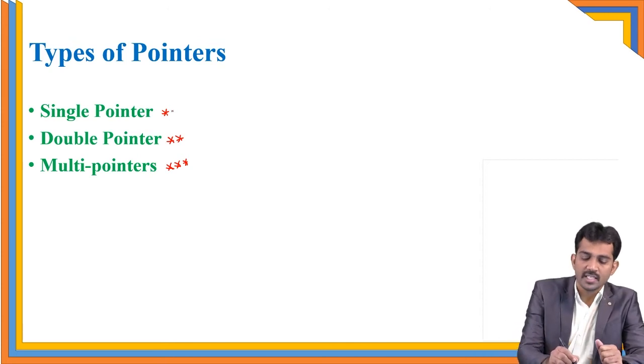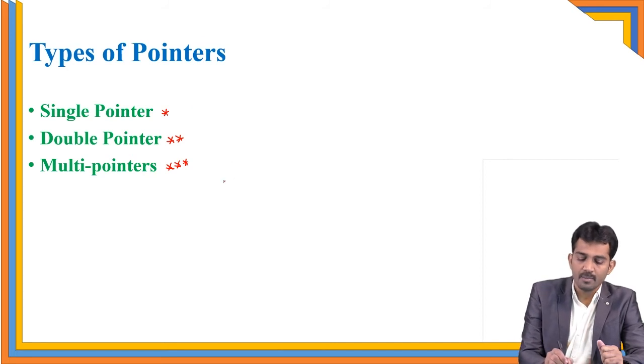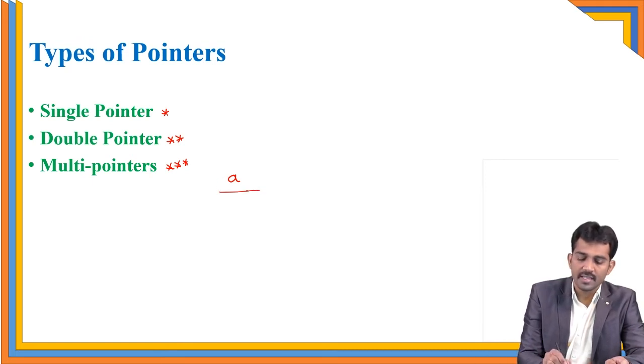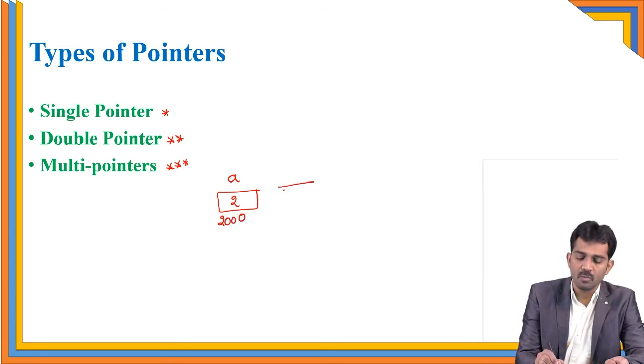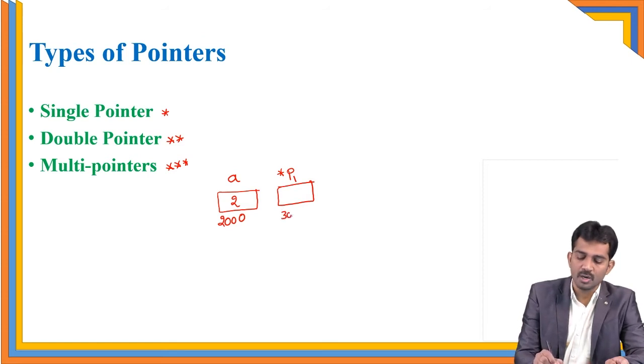What it means, please note this. Single star means it stores the address of another variable. For example, you are going to take A as a variable. See, A has some data item, 2 is there. The address is 2000. For example, if you are going to take one more variable, that is P1, star P1. This is a pointer variable. So this address is 3000. If you consider here, you can store this address here, 2000.